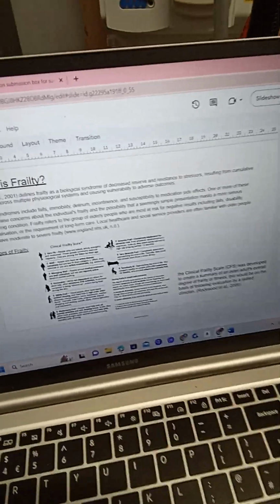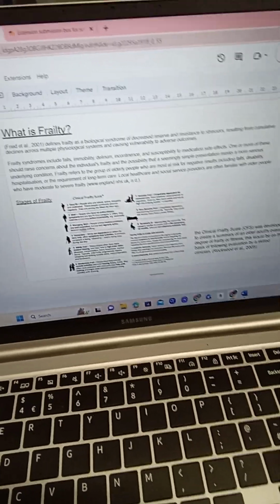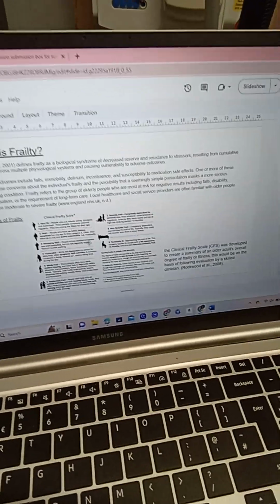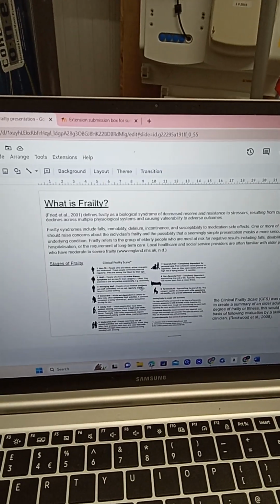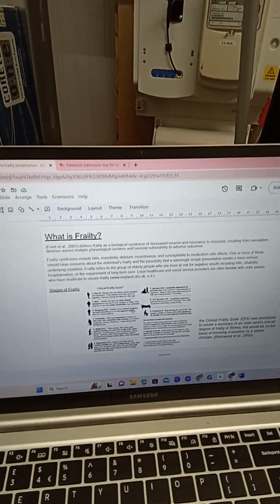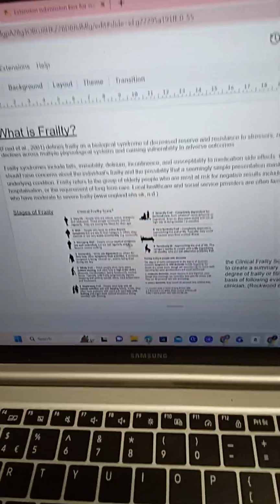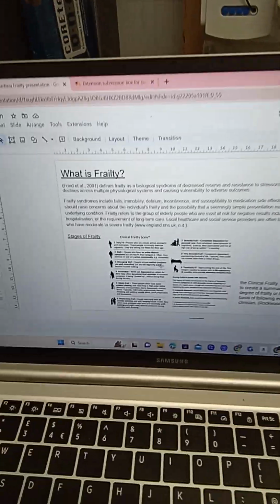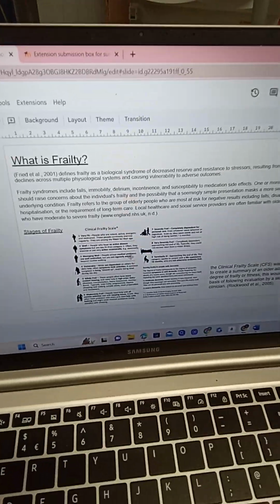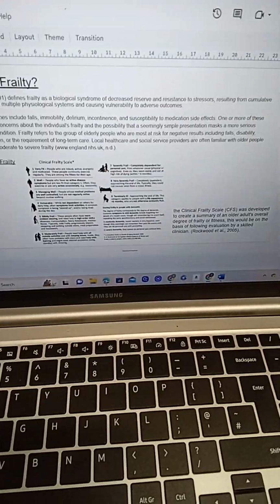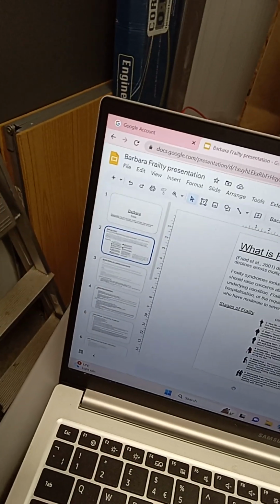So the way we could assess frailty is the clinical frailty scale. This was developed to create a summary of an older adult's overall degree of frailty or fitness. So we could use this to base our interventions on, to see what level of frailty they are currently at, and what we can do. So moving on.